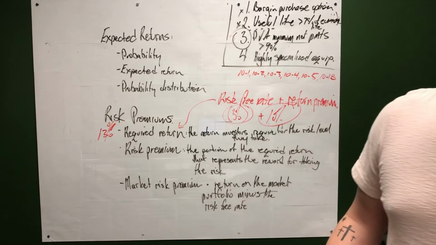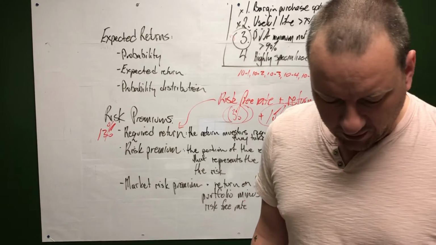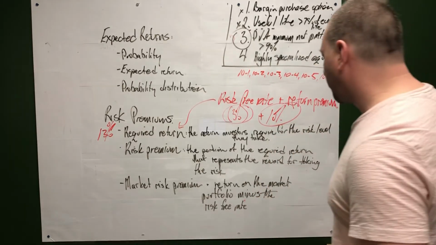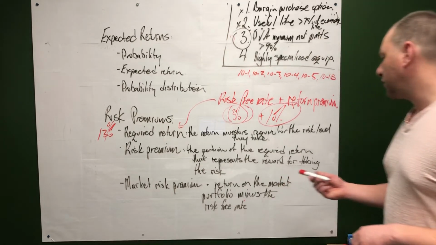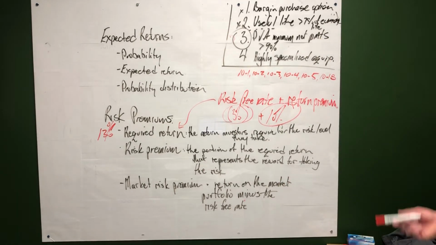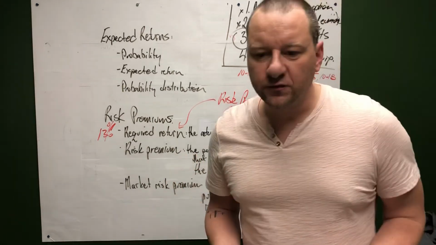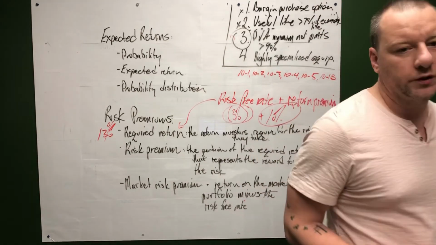Again, this is on page 293. Now we go to the market risk premium, which is the return on the market portfolio minus the risk-free rate. Your risk-free rate might be baked in, so you've got to pull that out to see what you're really earning.